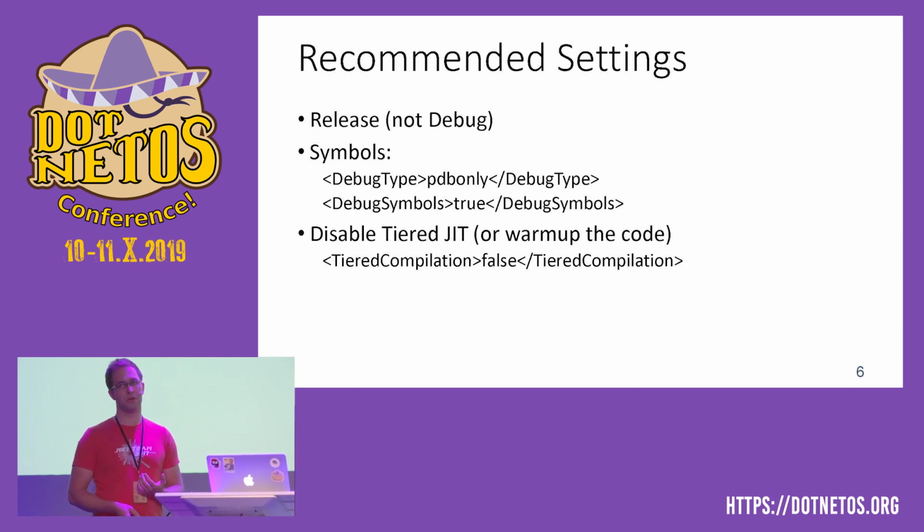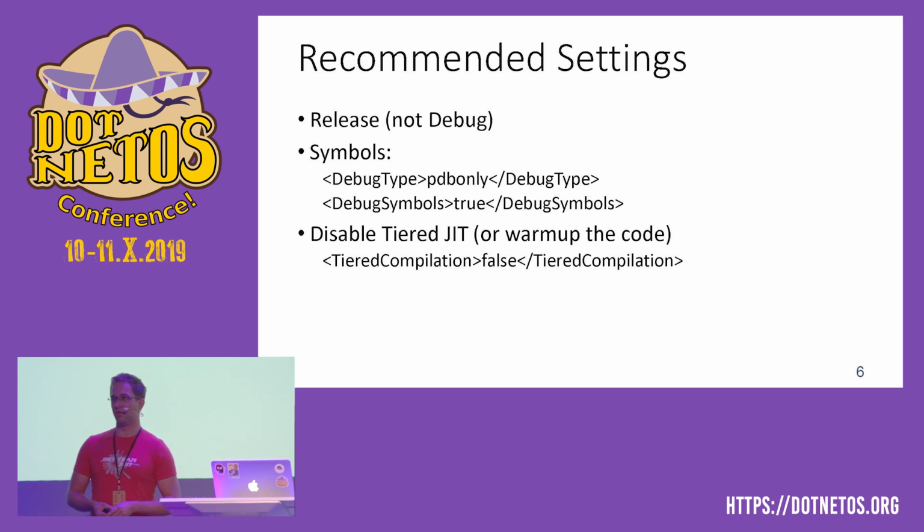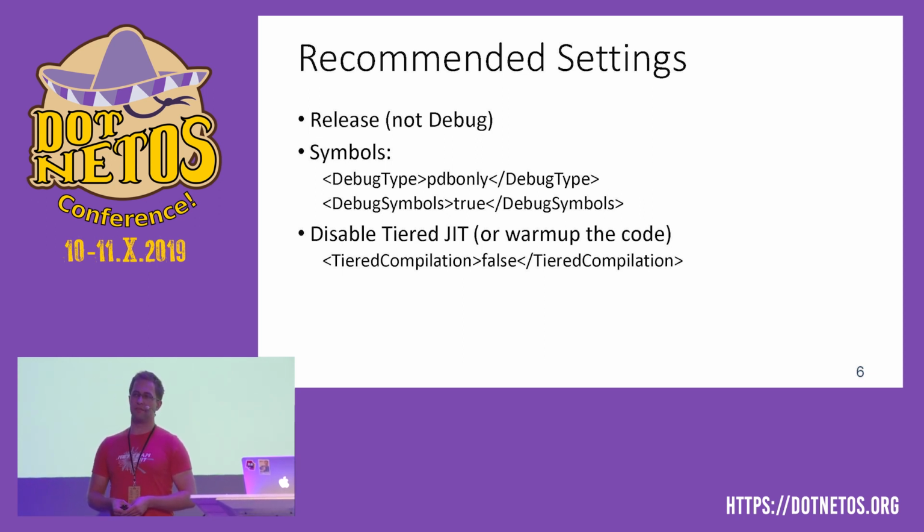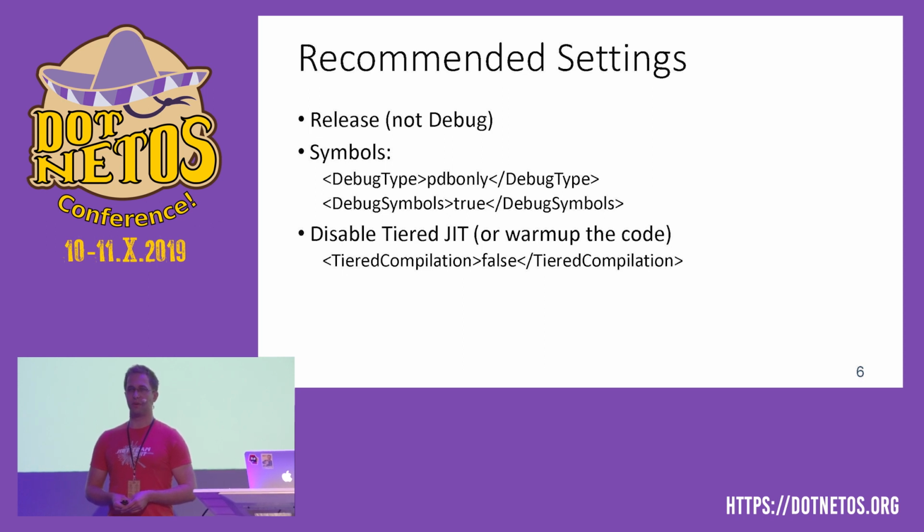First of all, we need to start with the recommended settings. We should always be measuring the performance of release builds, never the debug builds. The debug builds have zero optimizations applied. One important thing, to help the profilers resolve symbols better, you should enable debug symbols, which contain information that helps the profiler connect the CPU samples with the source code.